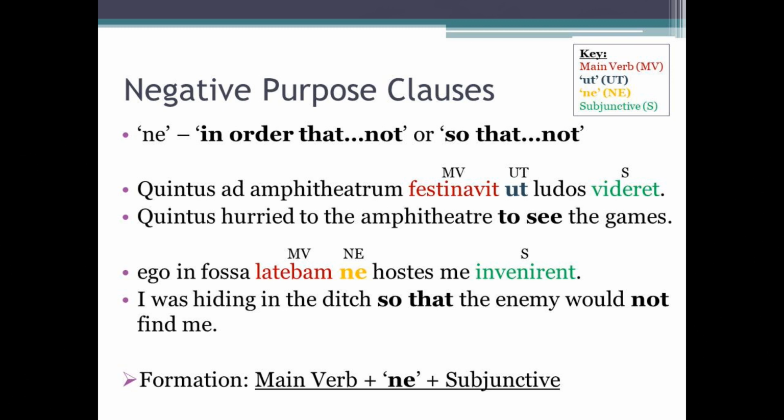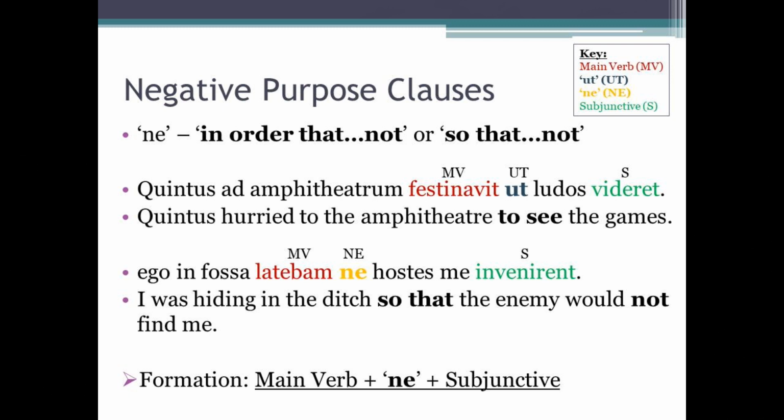Now let's have a look at negative purpose clauses. We also looked at purpose clauses in a recent video, and they're formed with a main verb plus ut plus a subjunctive. However, with negative purpose clauses, the ut is replaced with ne, similarly to negative indirect commands. However, with purpose clauses, ne is translated as in order that not, or so that not.